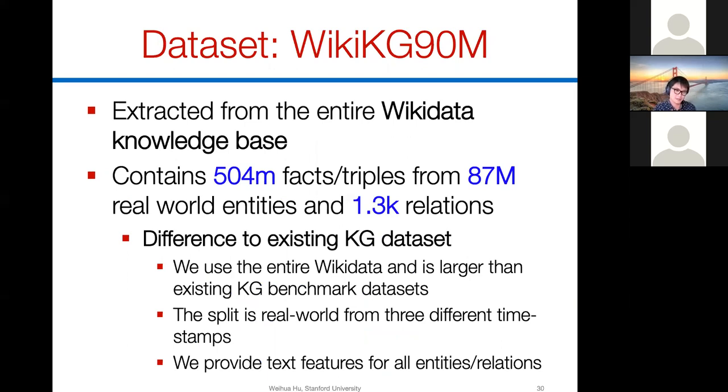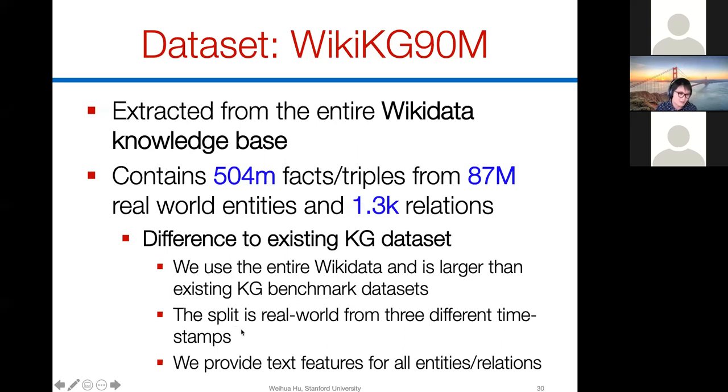It's extracted from the entire Wikidata knowledge base. It's very large. It contains 500 million facts, triples, from 87 million real-world entities, and there are more than 1,000 relations. I want to emphasize the difference from existing KG datasets. The biggest difference is that we really use the entire Wikidata, and it's much larger than existing KG benchmark datasets.